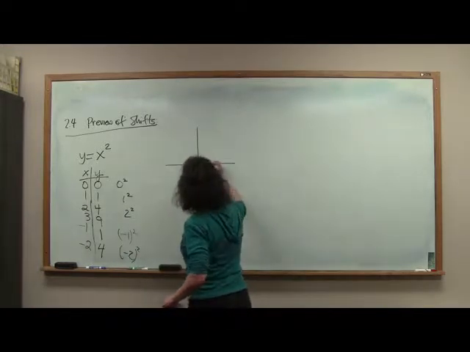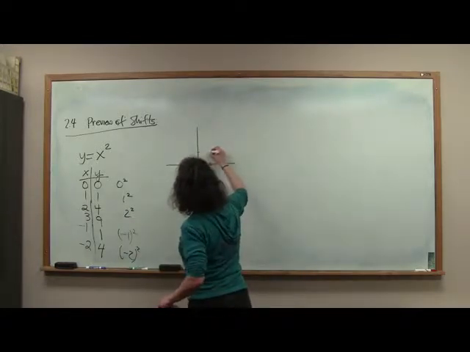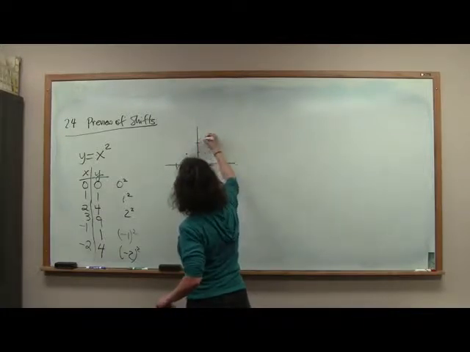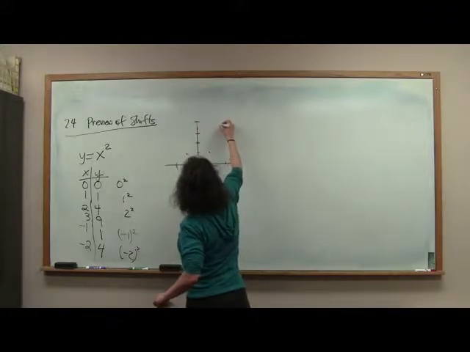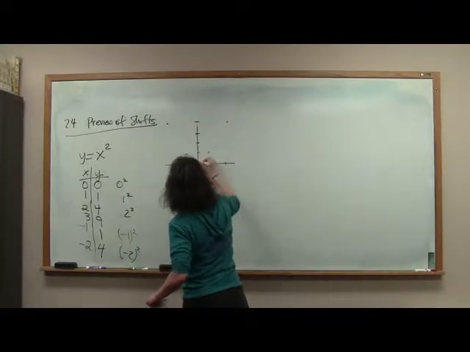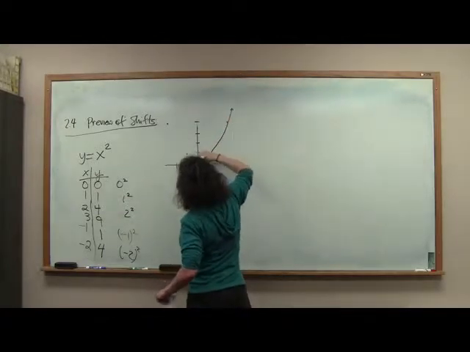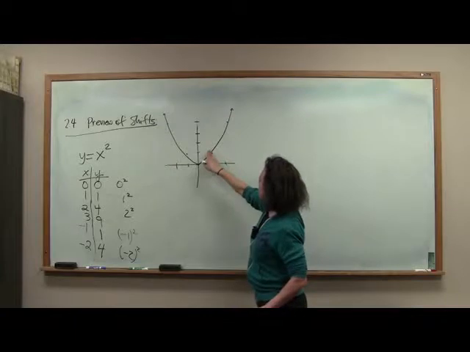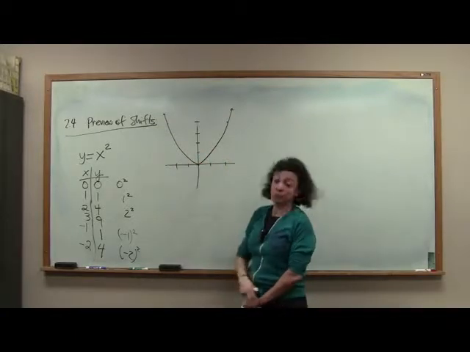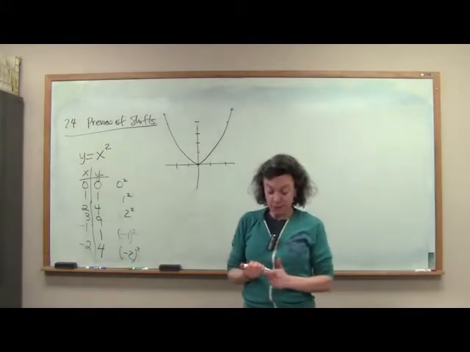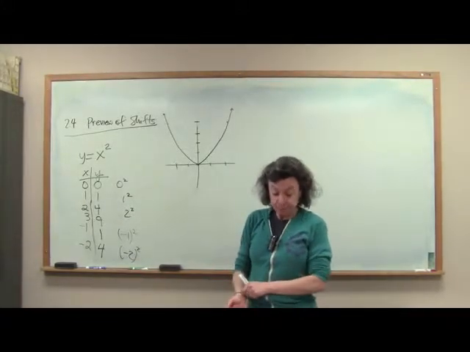Okay, so 1 and negative 1, we're up at 1. 2 and negative 2, we're up at 4. And there's our basic graph. Notice this is not a line, it's an actual curve. Okay? So this is what our basic graph of y equals x squared looks like.